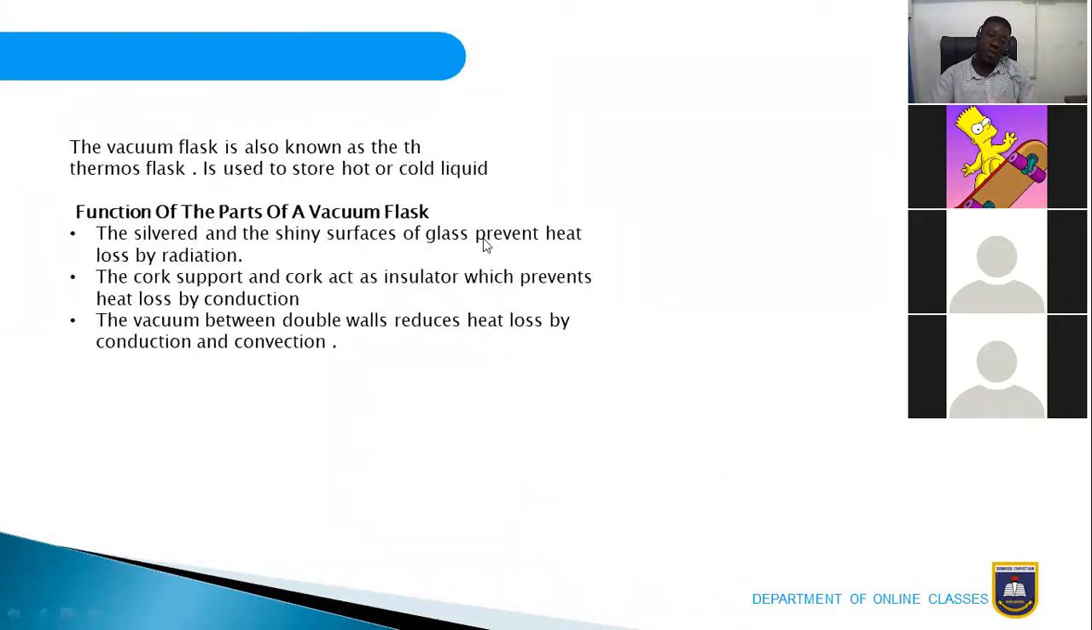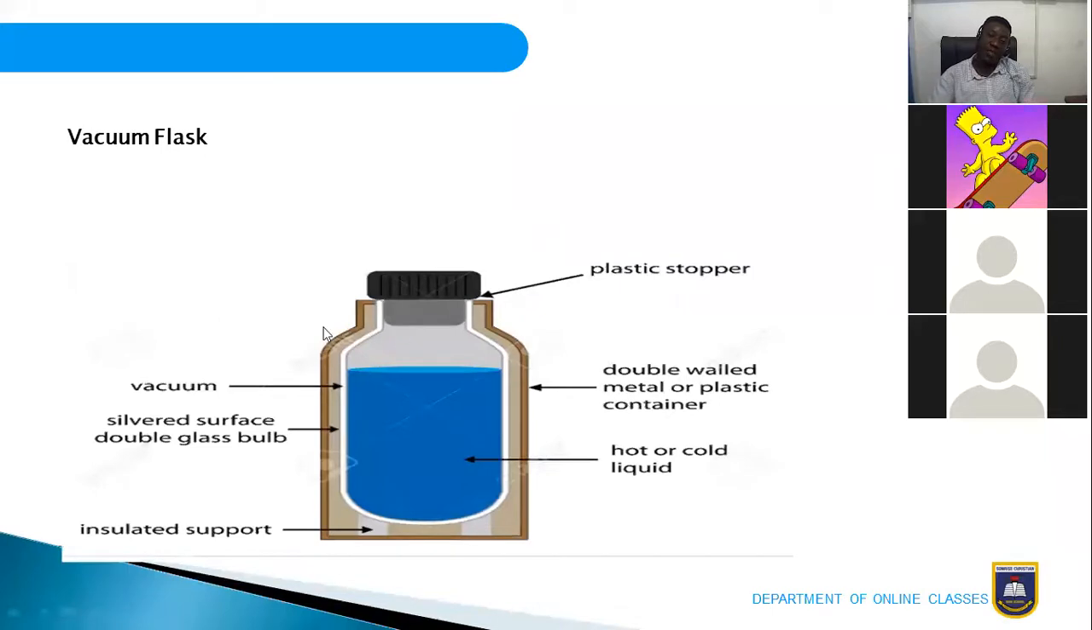So that's the function of the various parts of the vacuum flask. Even you can see that there is a plastic stopper. It's not made of metal, it's plastic. And that plastic stopper is an insulator. It's a poor conductor of heat. Before heat gets to the outer surrounding, it takes a very long time. Poor conductors take a very long time before heat can penetrate through.